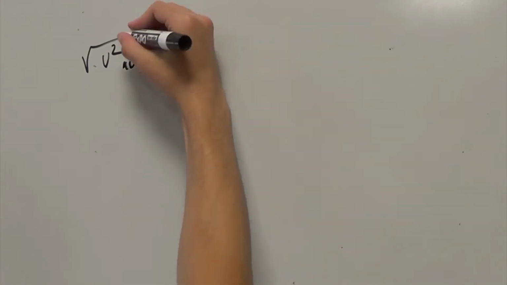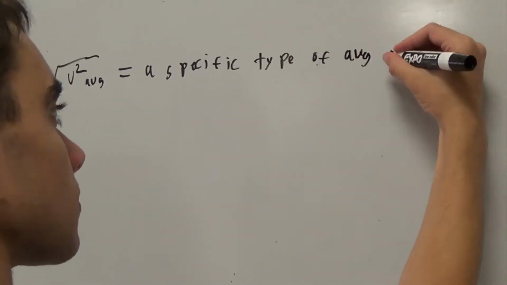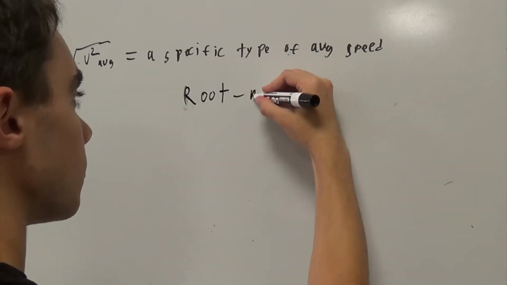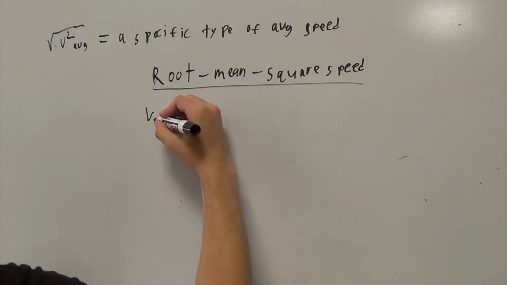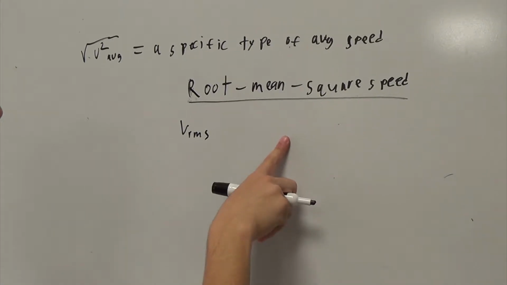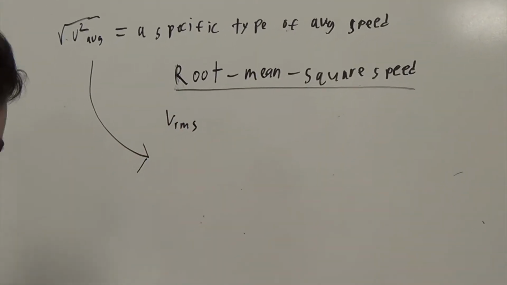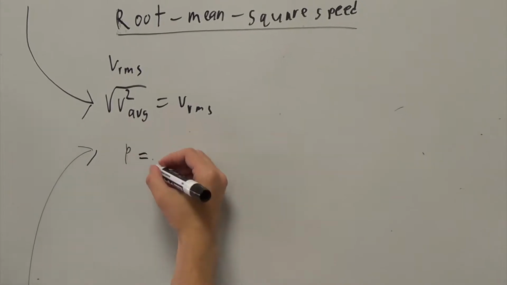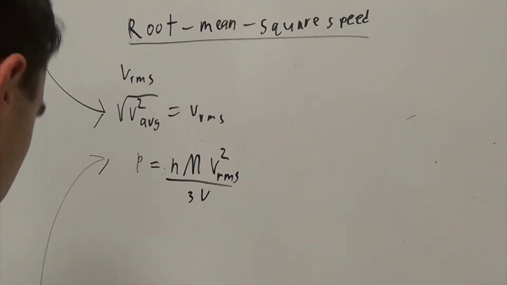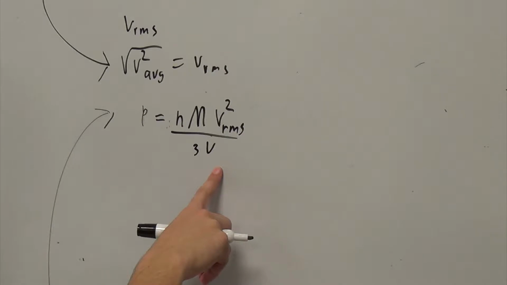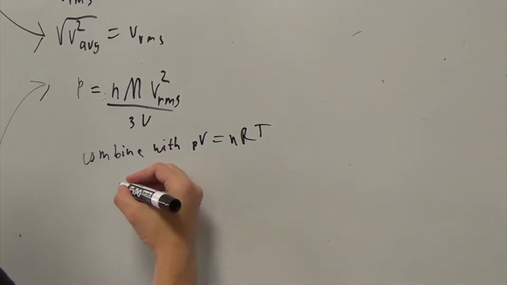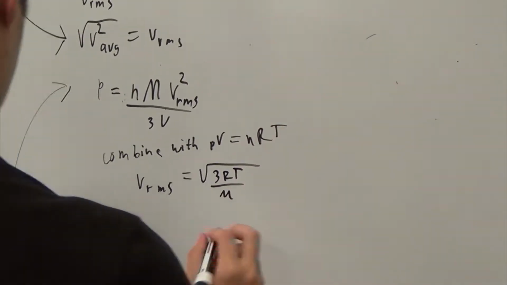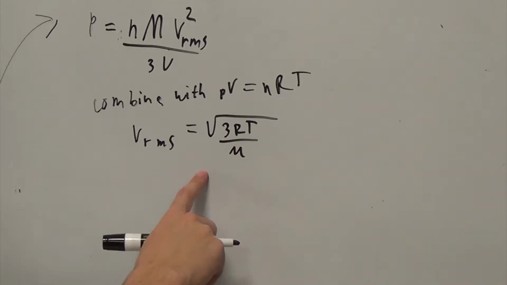The square root of V squared average is a type of average speed called the root mean square speed, or RMS speed, which is written as V subscript RMS. We can now write our equation for momentum delivered to the wall with RMS speed. Combining this equation with the equation for the ideal gas law, we get an equation to find RMS speed, where VRMS equals the square root of 3 times the gas constant times temperature in Kelvin, all divided by mass.